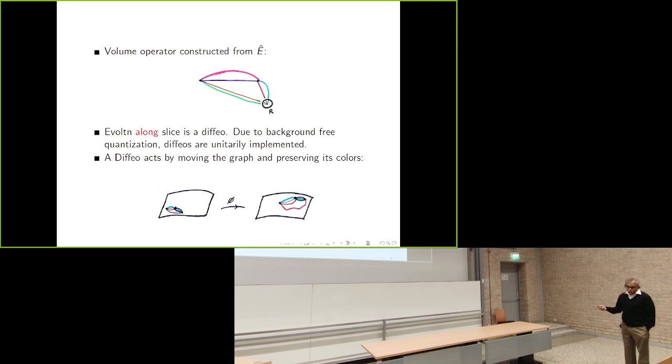What about the evolution? Well, first the tangential evolution along the slice, which is a diffeomorphism. It turns out, due to the background free quantization, that diffeomorphisms are unitarily implemented, and their action is very simple. What a diffeomorphism does on one of these colored graph states is that it just moves it along by the diffeomorphism, preserving the edge colors.